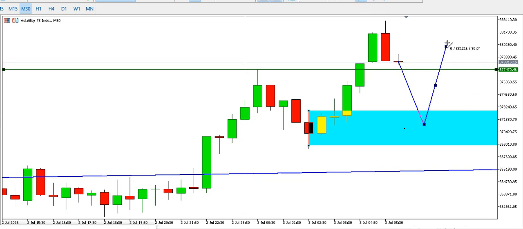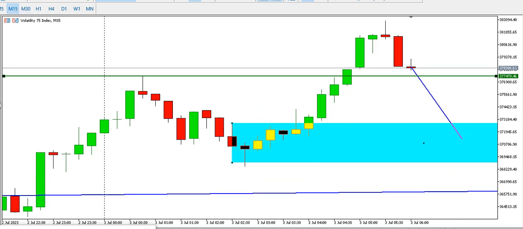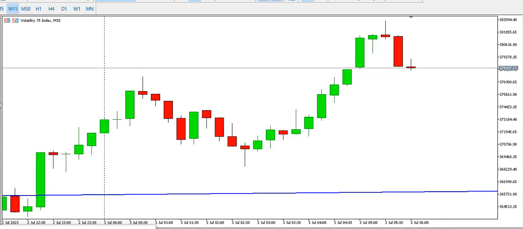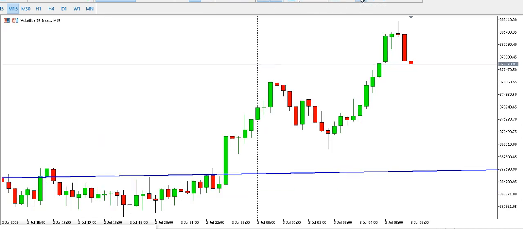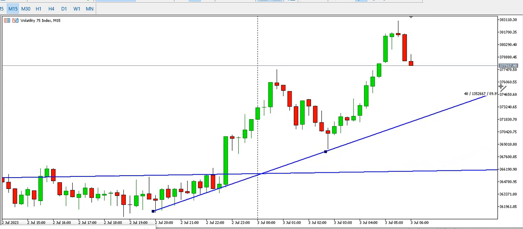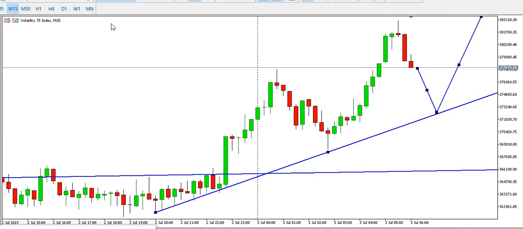On the 15 minutes time frame, what we are looking at is the formation of an evening star candlestick pattern, and if we are to draw the ascending trend line, price might likely test the ascending trend line. I'm talking about this particular trend line. You might see price dropping to this level before price picks traction to the top side.